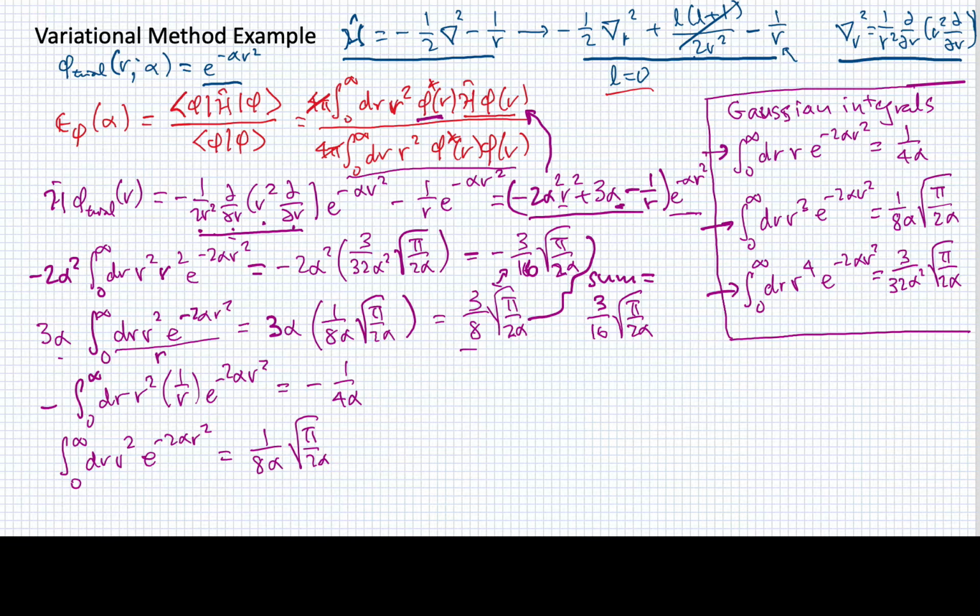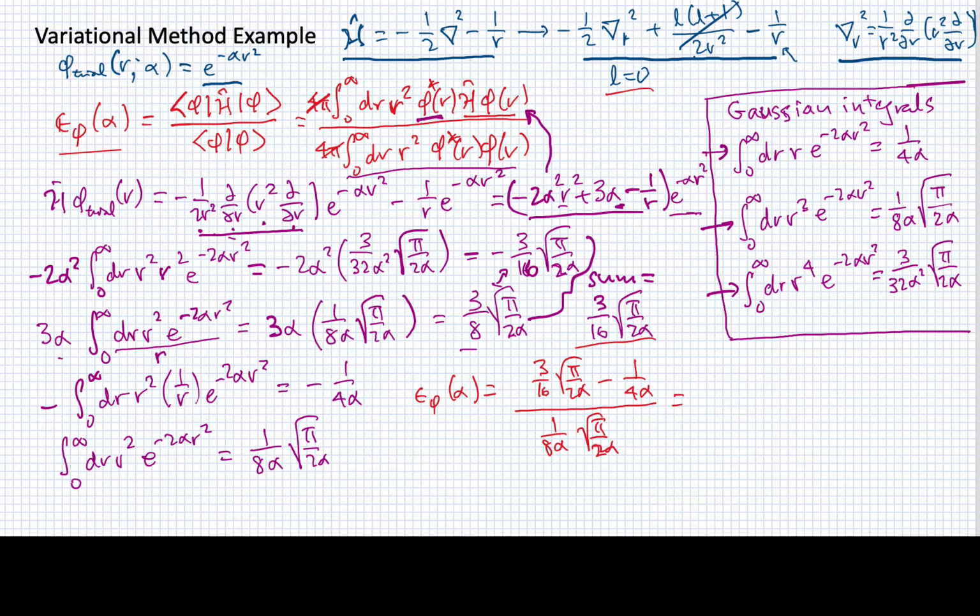So now when I evaluate the expectation value of the energy, I will end up with the following. I'll have the sum of those two terms, minus 1 over 4 alpha. So that's the Hamiltonian term in the numerator, divided by 1 over 8 alpha square root of pi over 2 alpha.